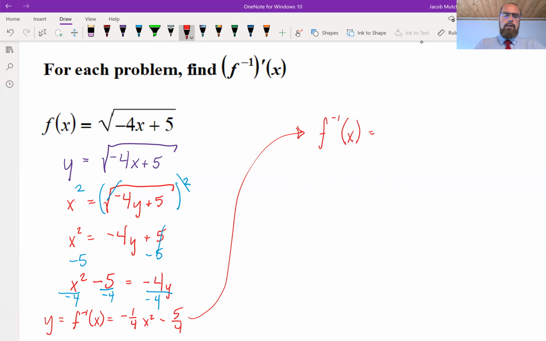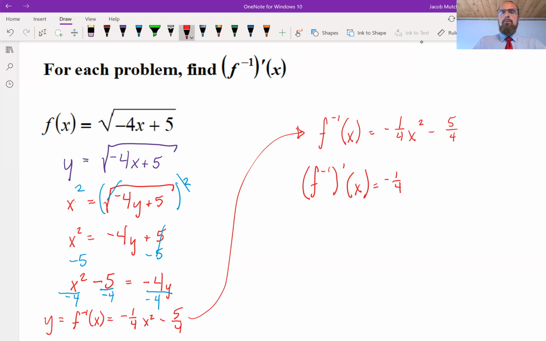So again, I'm just going to write that so we keep it in view. Negative 1/4 x squared minus 5/4. So the derivative of the inverse will appear just by applying our rule. So the constant coefficient stays, negative 1/4.